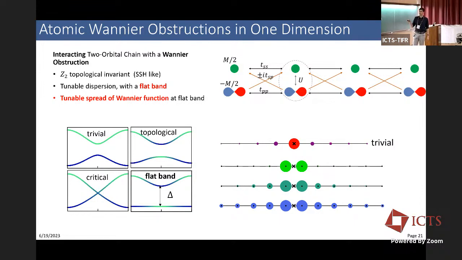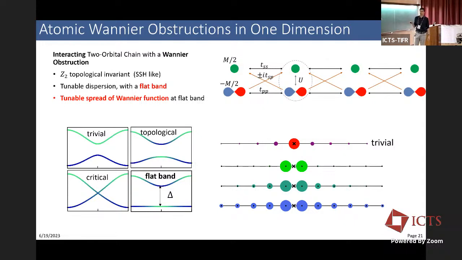The simplest example here is a two orbital chain that is essentially a version of the SSH model. I have 2 orbitals per site coupled with a strong Hubbard interaction. Let me ignore spin degrees of freedom and hopping processes between these bands. This model is extremely nice because, first, it has a topological transition of SSH type, Z2, with a C2 invariant. It has a tunable dispersion as a function of the hopping parameters, with an exact limit of a flat band.